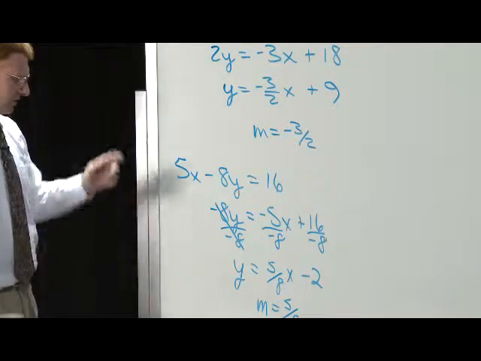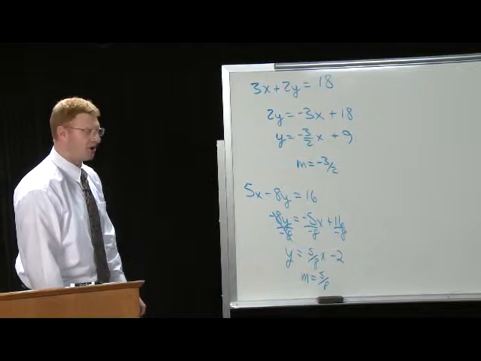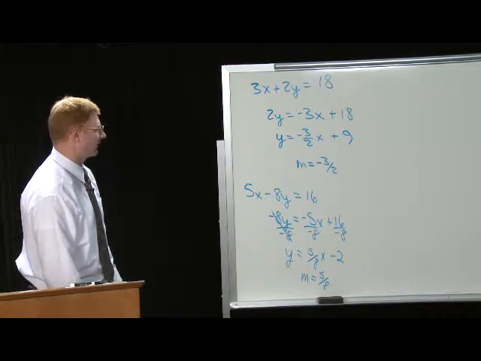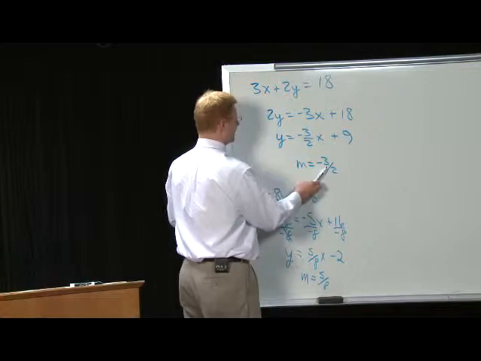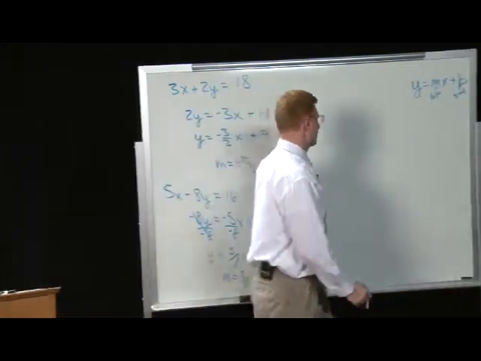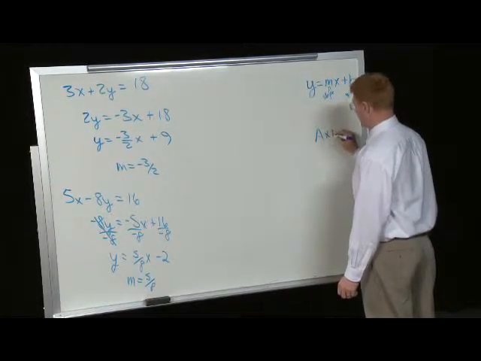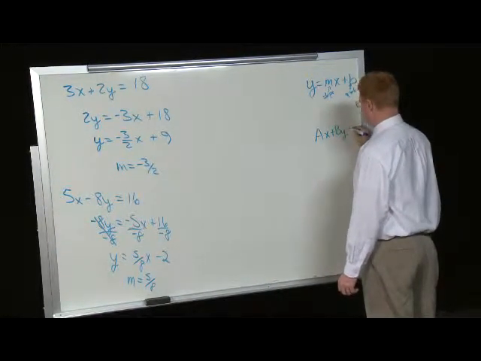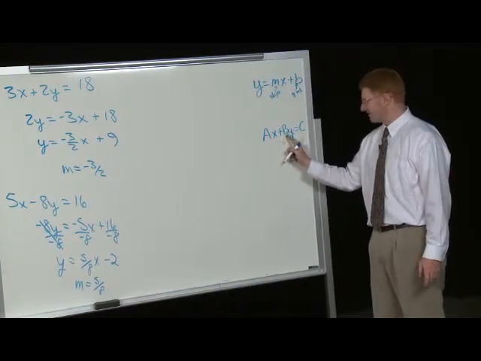5/8. So you look at that and you're like, oh, there's a pattern that always happens. Always. Negative 3/2. There's a 3 and there's a 2. When things are written in standard form, they are written with no fractions. That these numbers right here are integers.